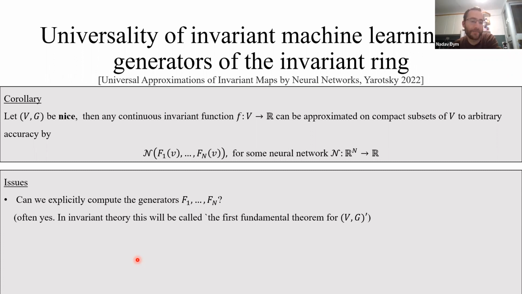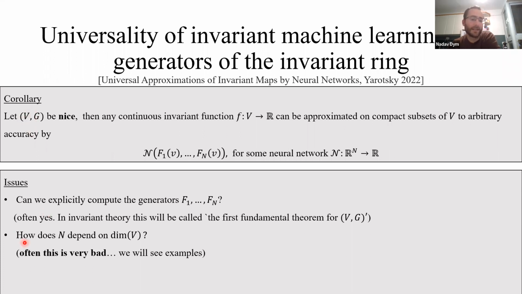So we have that. Another question you could ask is how efficient this is. For example, how does capital N depend on dim V? How does the number of generators depend on the dimension of the data, basically, the dimension of this vector space V? The bad news is that this is often very bad. We will see examples soon. That may be the main disadvantage.